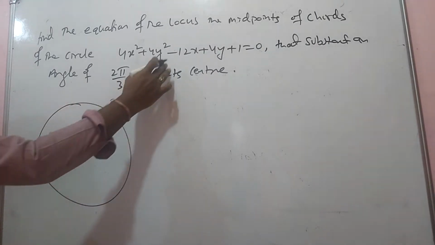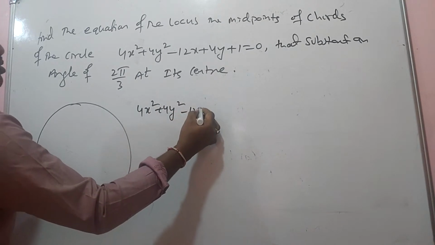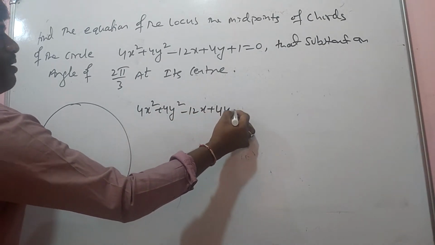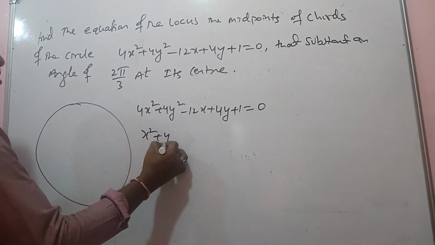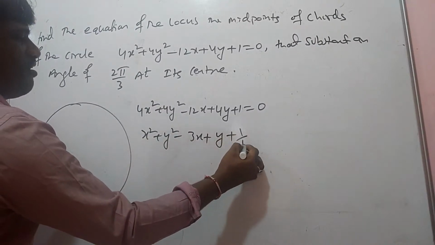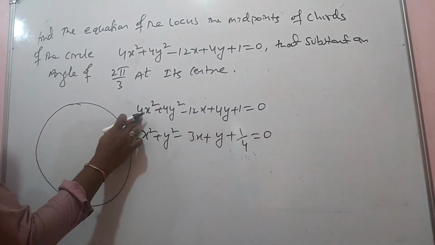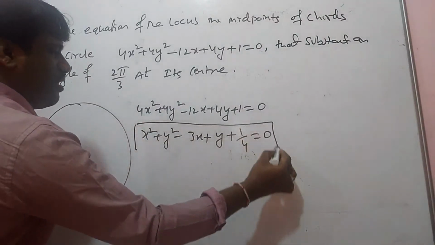So it means that this circle is given, that is 4x square plus 4y square minus 12x plus 4y plus 1 is equal to 0. You divide by 4: x square plus y square minus 3x plus y plus 1 by 4 is equal to 0. Because always you have to make the coefficient here 1. So this is the circle.